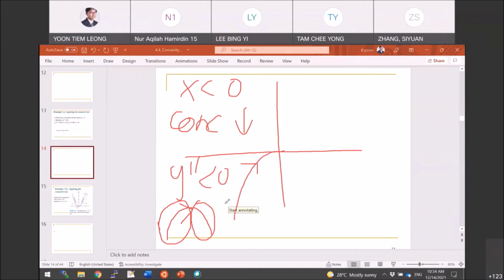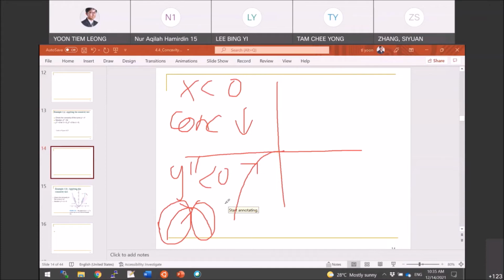The wrong way, as I said, is to draw a graph which is like this. This is a graph with a positive concavity. So you should not do that. It should be a graph that has a negative concavity. So it looks like this.